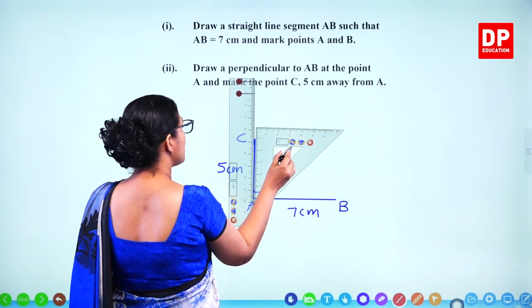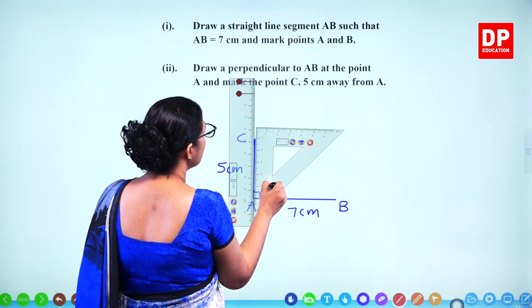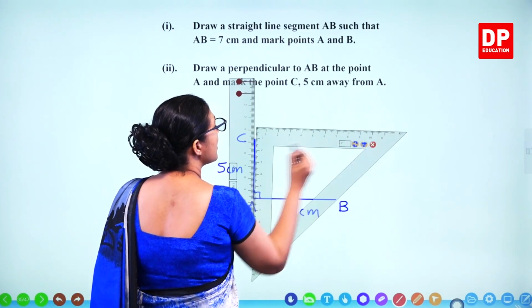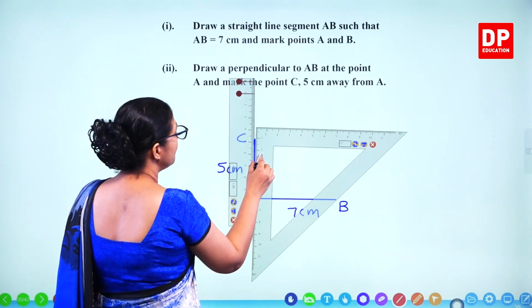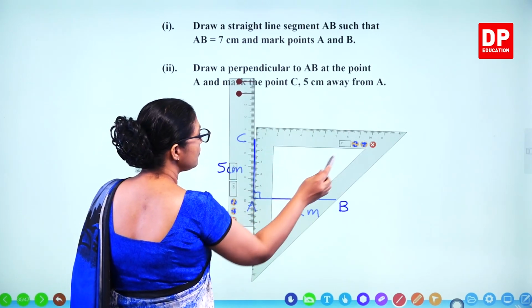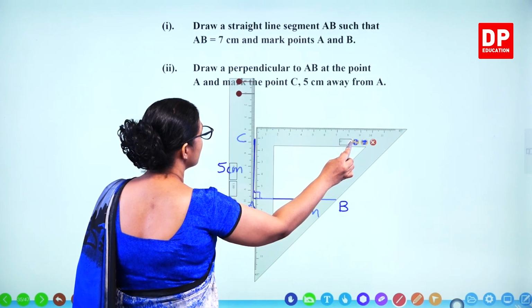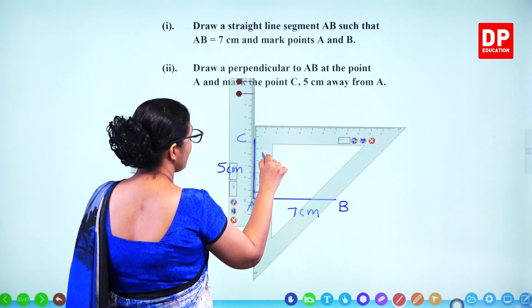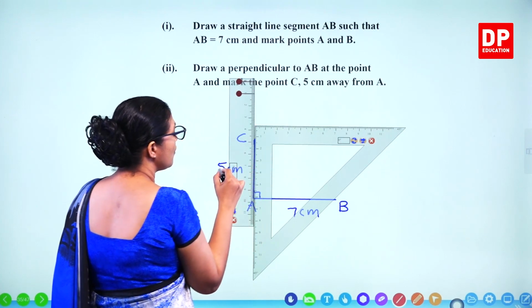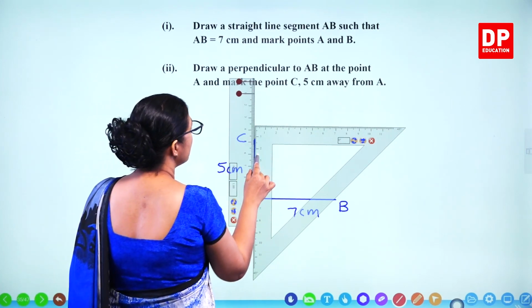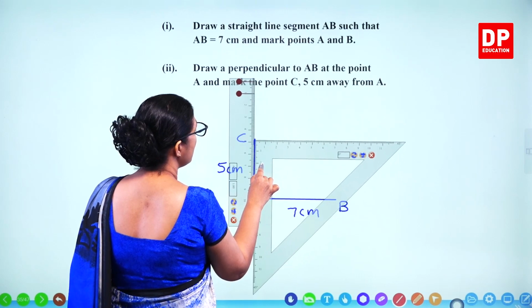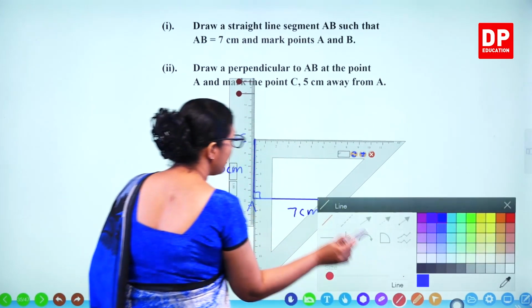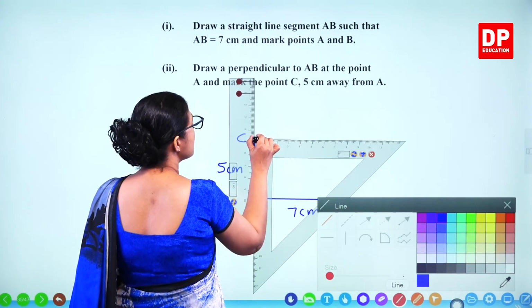Keep the set square this way. And we can extend this. Then what you do? You can drag it here and then draw the parallel line to AB. This is the parallel line.